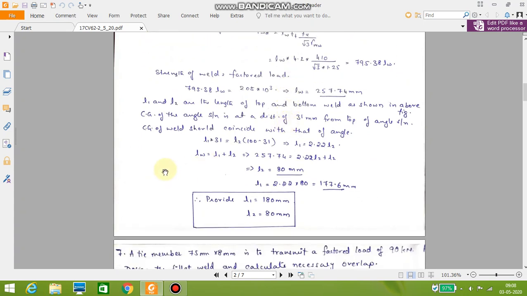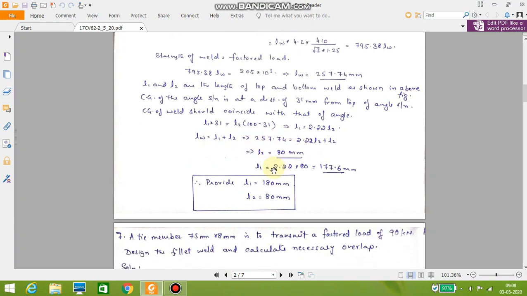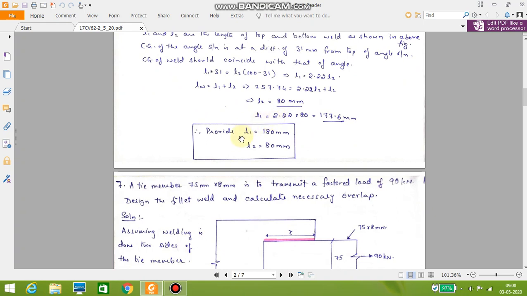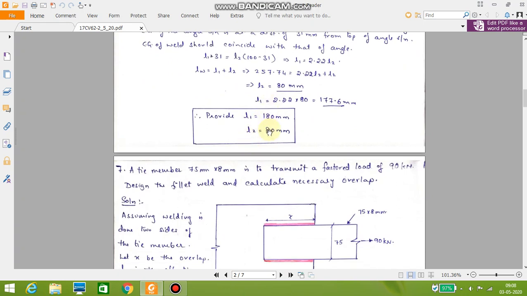Now when I take moment, I get L1 into 31, which is equal to L2 into (100 minus 31), or L1 equal to 2.22 L2. So we have L_w equal to L1 plus L2. Upon substitution, we get L2 equal to 80 and L1 equal to 177.6. Therefore, let us provide L1 equal to 180 and L2 equal to 80. So the total length of the weld equals 260.